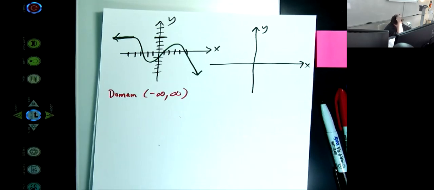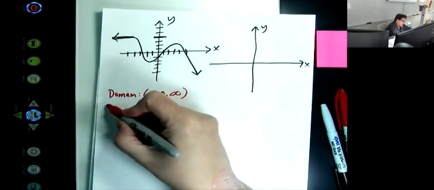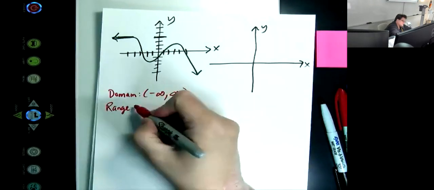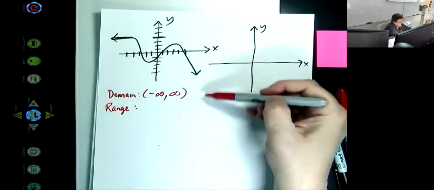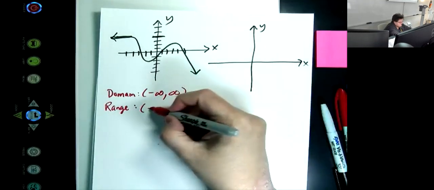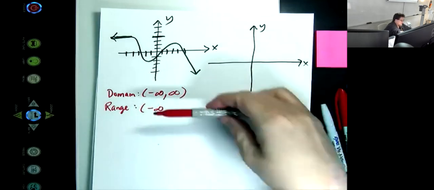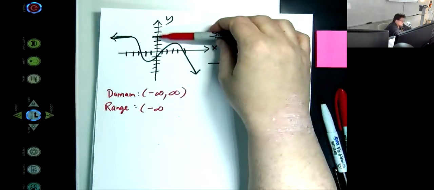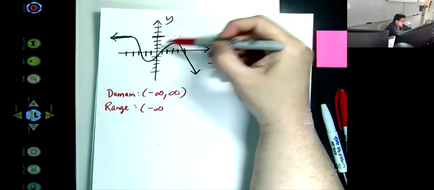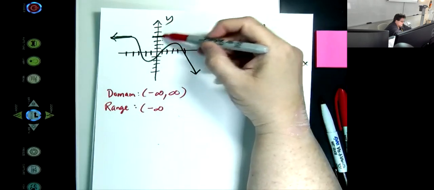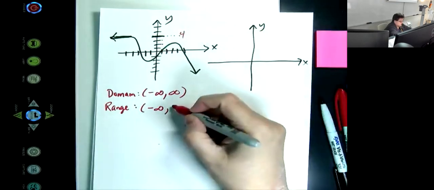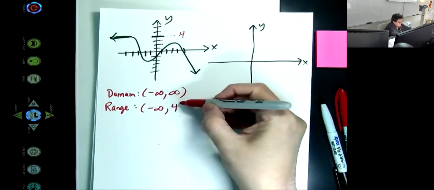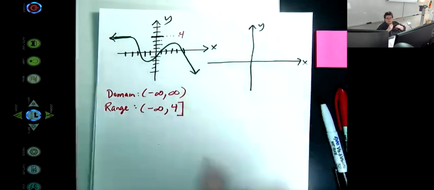So as we do the domain, we look from left to right to see where the graph is. When we do the range, we do the y, and we start at the bottom and we go up. This thing keeps going down, so it starts at negative infinity, and as we go up, the graph stops going up here. That's at 1, 2, 3, 4. So it's going to go up to 4, and it is hitting the 4, it's not below the 4. So we're going to use a bracket on that.